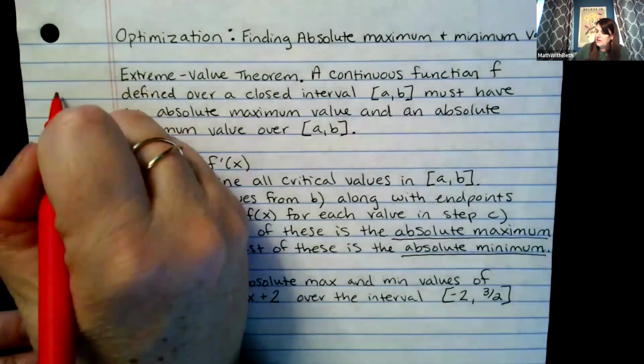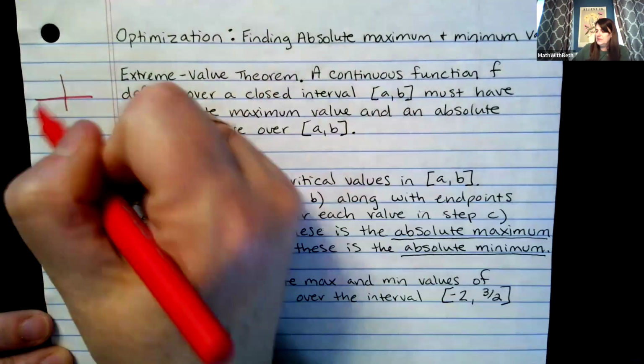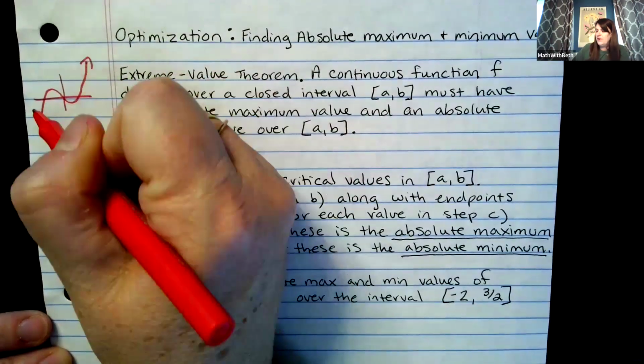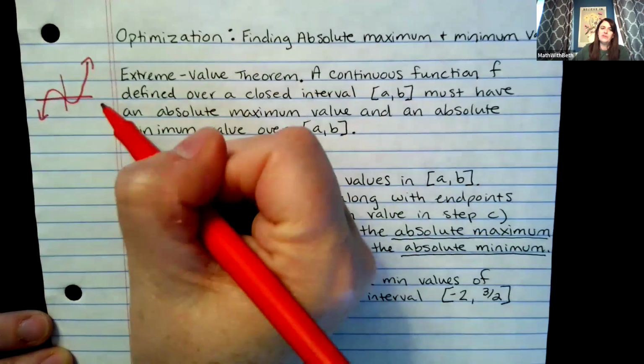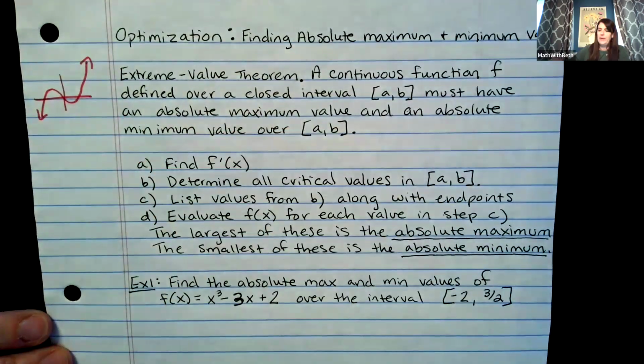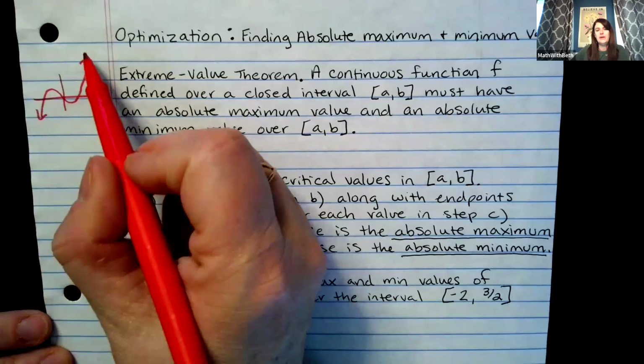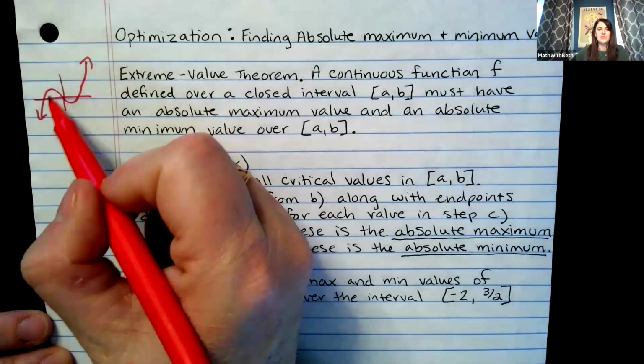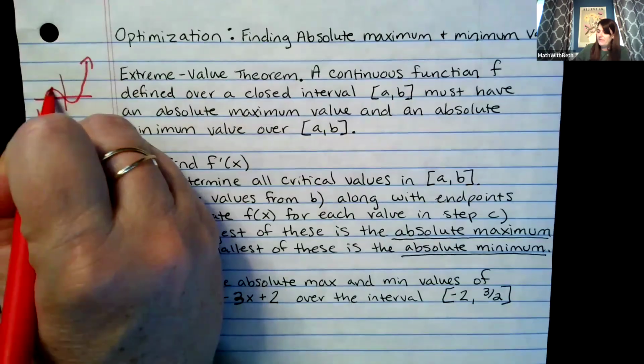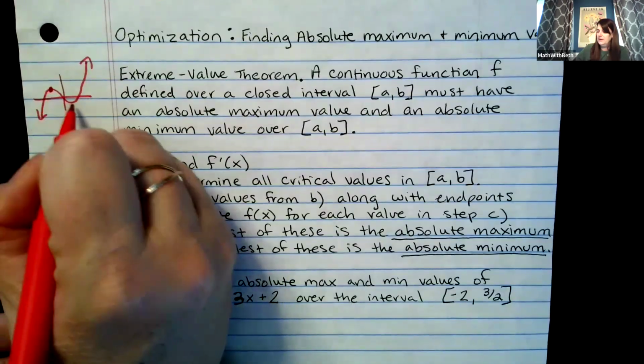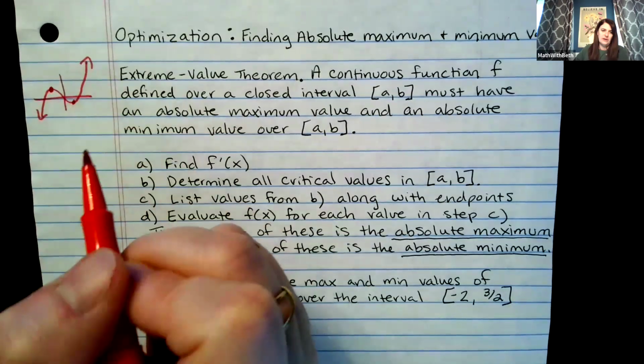So first, if a function was not closed, it could go on forever. And so this type of function does not have an absolute max because it keeps going up and up forever. Same thing with absolute min. It does, however, have a relative max here and a relative min here.